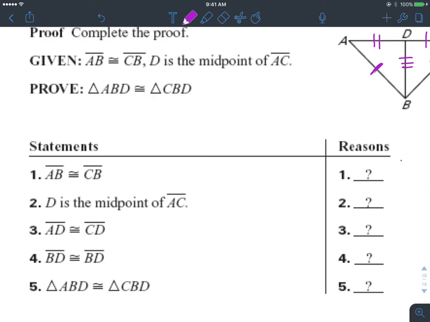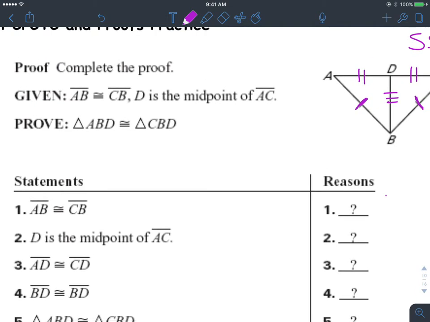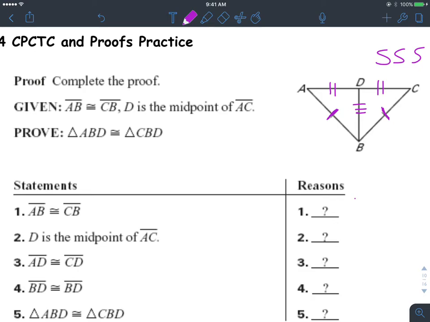All right, so I'm going to go and start filling all that stuff in to our proofs here. So first thing they tell us, AB is congruent to CB. We know that because that is given to us. Okay, they told us that. D is the midpoint of AC. That is another given thing to us.